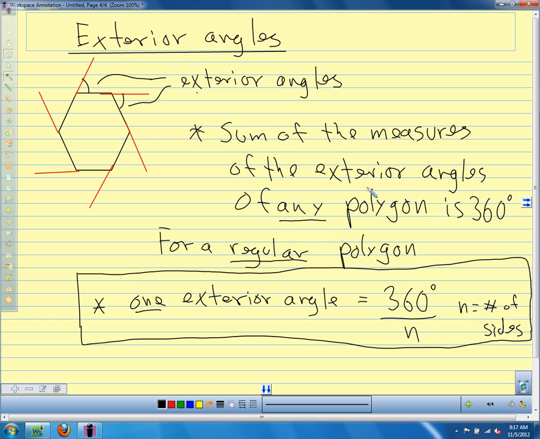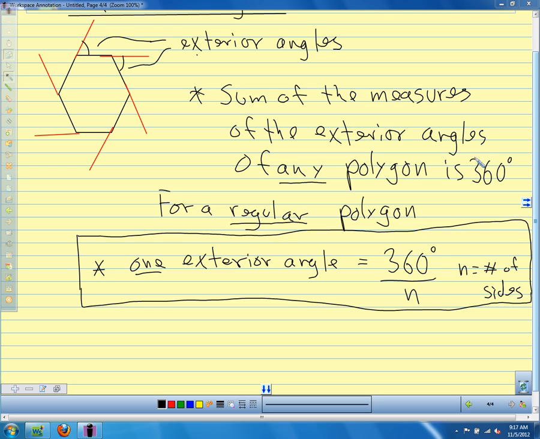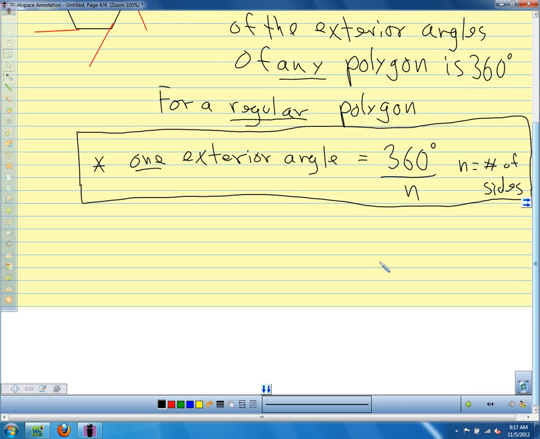The sum of the measures of the exterior angles of any polygon is always 360 degrees. The sum of the measures of the interior angles depends on the number of sides. If we know one exterior angle, we can figure out the number of sides. It's basically using this formula in reverse. Number of sides equals 360 degrees divided by the exterior angle.